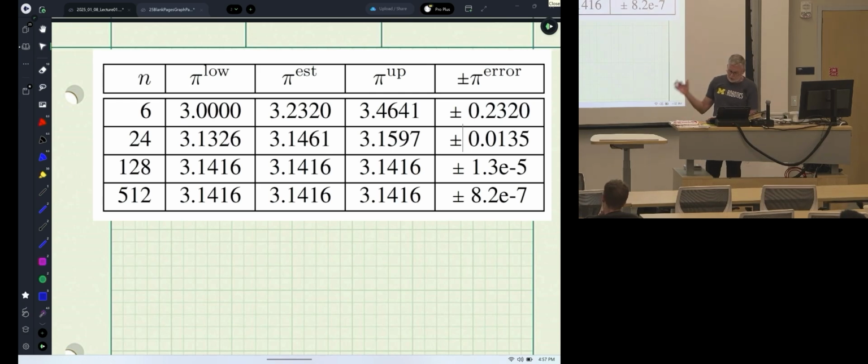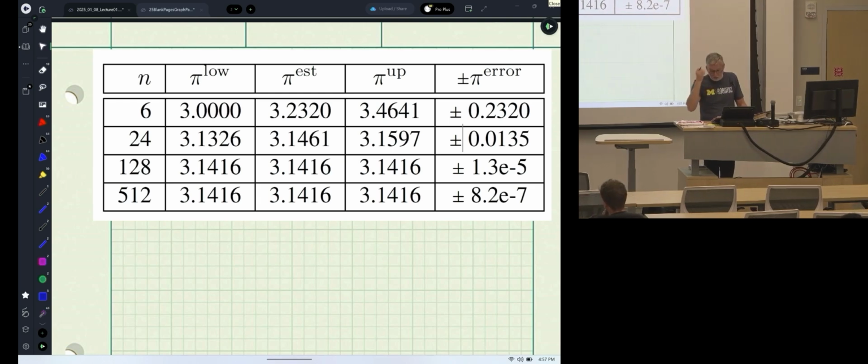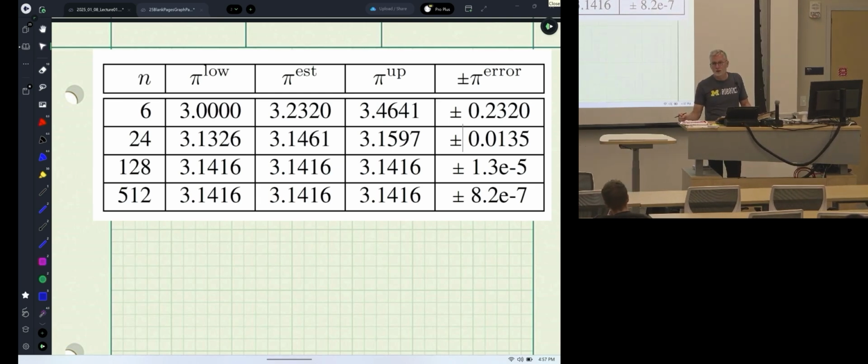So look, with our hexagon, the estimate was 3.2. It's not bad, okay? With doing a 24-gon, I don't know what that's called. 12 is a dodecagon. Anybody know what a double dodecagon is? No, okay, so look, your error estimate is 0.013, and by the time you get up to 128, the error is 1 point something e to the minus 5, okay? So that's the essence of calculus.